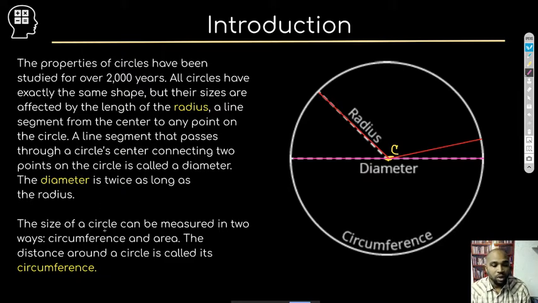The size of a circle can be measured in two ways. We can measure it in circumference and area. If we're talking about the size of the outside, the distance around it, we're going to call it circumference. As you can see, that's the definition for circumference. Now, if we're talking about how much space is taken up, then we're going to call that the area.